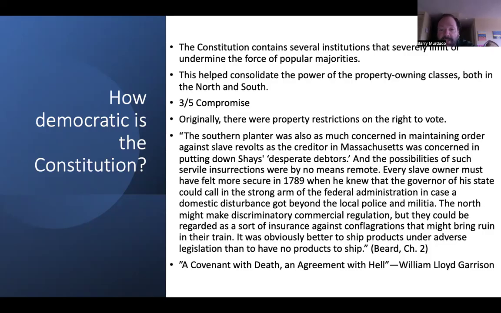Basically, what he's saying is that yes, the northern and southern ruling classes, we'll call them that, had different interests to some extent, but of course they were united in the greater interest that they had in making sure that they continued to have all the political power. And as a result, you have a very undemocratic constitution and system of government basically set up with that.